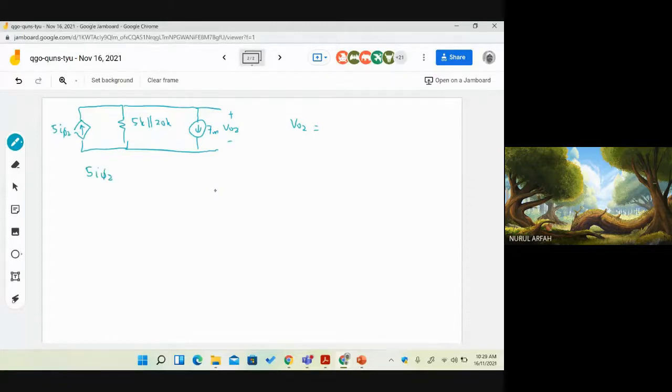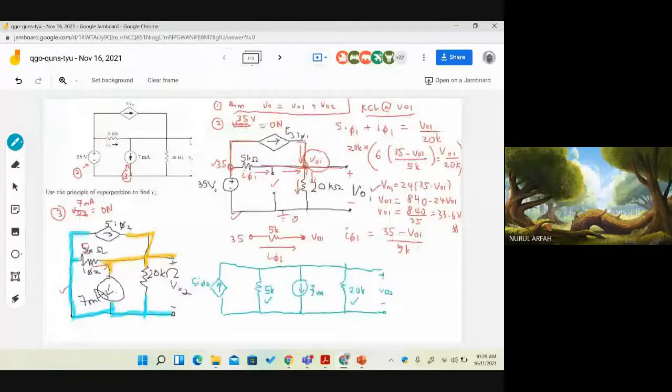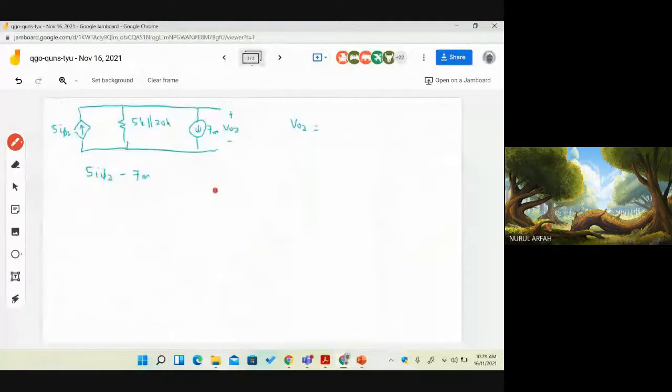5I52 minus 7 milli. But where is I52? Saya dah lupa pula dah. I52 is going up, right? Going up at here. I52. So, oh tak boleh juga combine. Sorry. We cannot combine this.